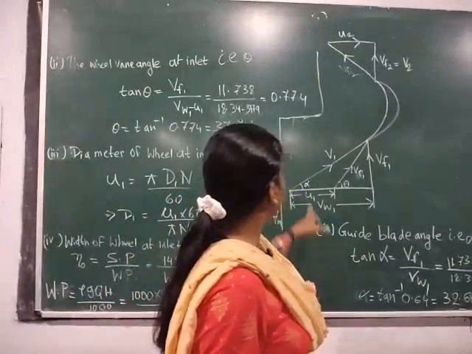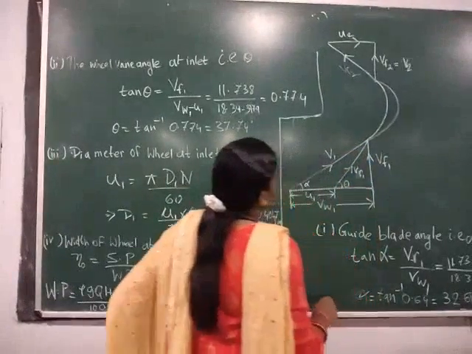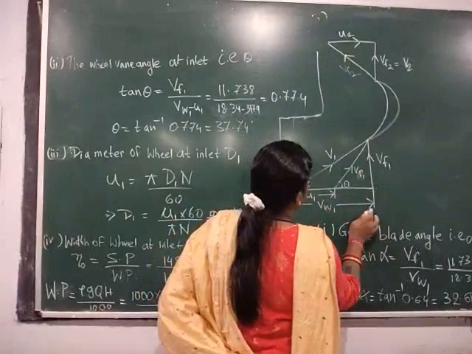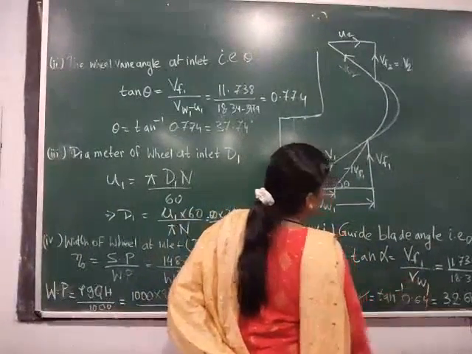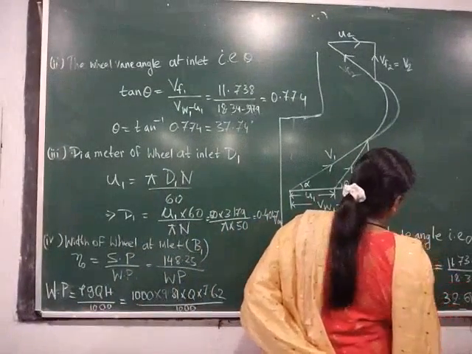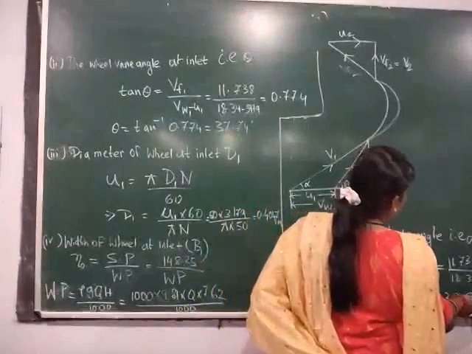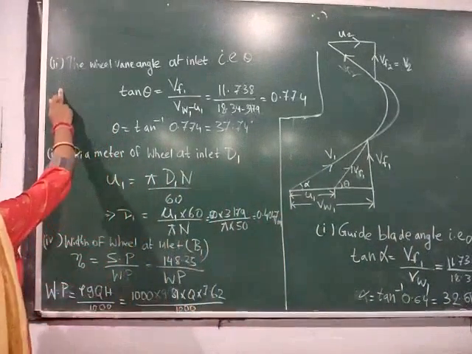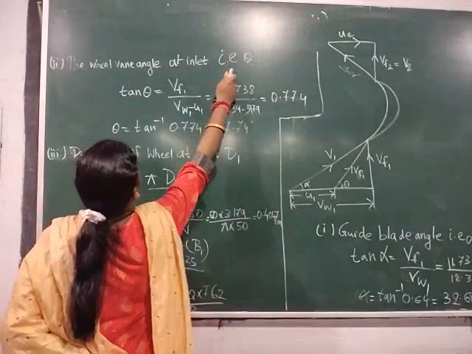So what is P here? In this triangle, if this is alpha, this one is your P and this one is your B. So P by B means Vf1 divided by Vw1. Next we are putting the value and we are getting 0.64, and alpha is equal to tan inverse 0.64, so this is 32.619 degree.